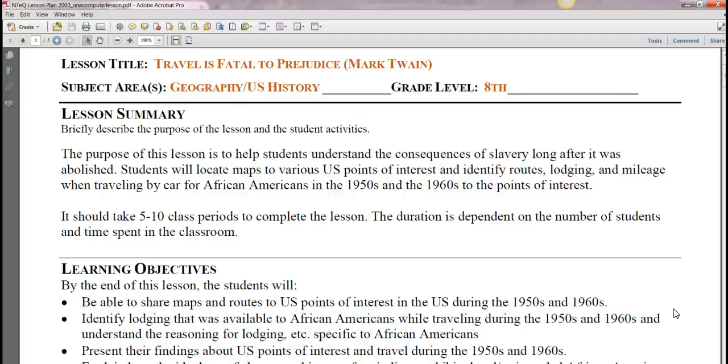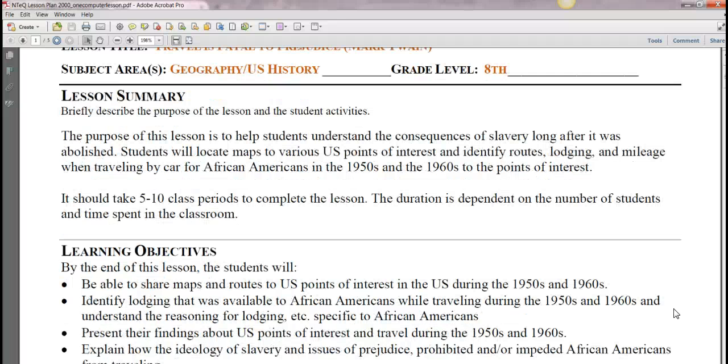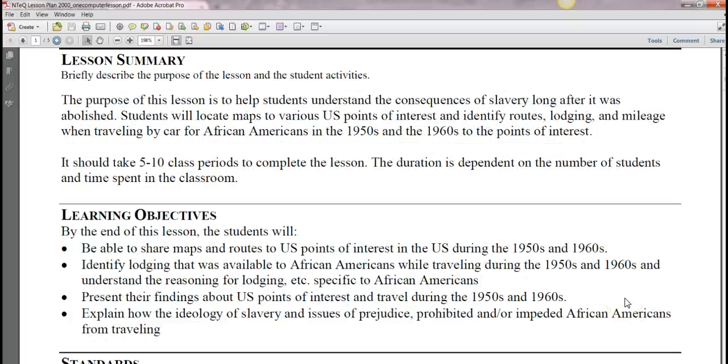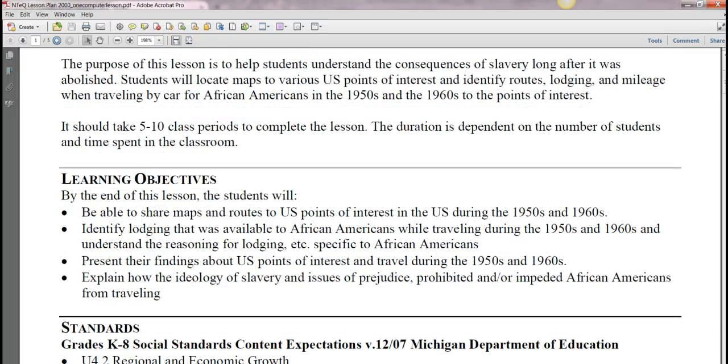points of interest and identify routes, lodging, and mileage when traveling by car for African Americans in the 1950s and 60s to the points of interest. It's anticipated that it would take about 5 to 10 class periods to complete the lesson. And of course, that's dependent on the number of students in the classroom, the number of computers, and the time spent in the classroom.